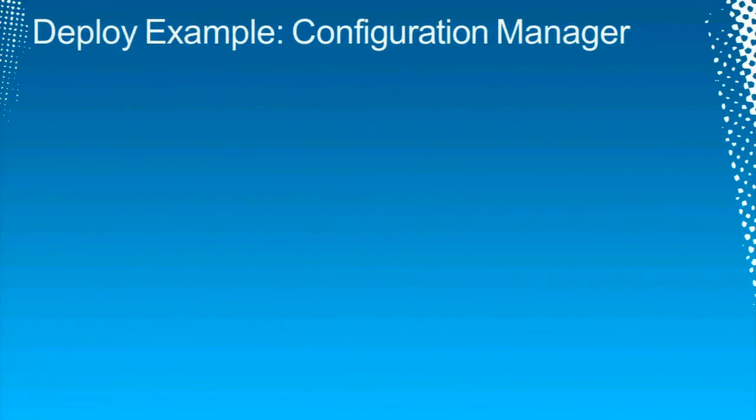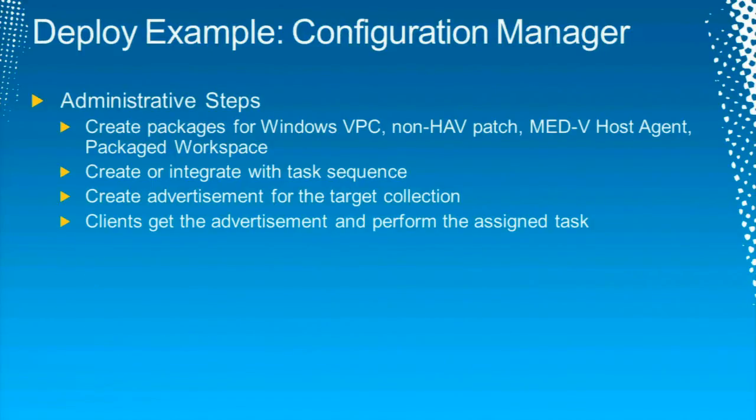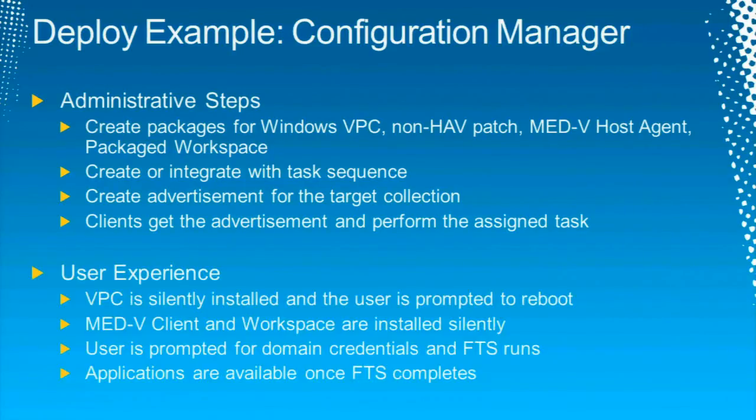So let's look at a deployment example for Config Manager. You'll get your inventory, you'll have all those packages ready to go, and you'll either create a new task sequence just for MEDV, or you integrate with one that exists, or maybe you don't use task sequences and you use batch scripts or whatever it is you do. You'll have that ready to go. You'll then create an advertisement for those target machines. Those target machines will then pick up the advertisement, and off they'll go through the process that was described previously.